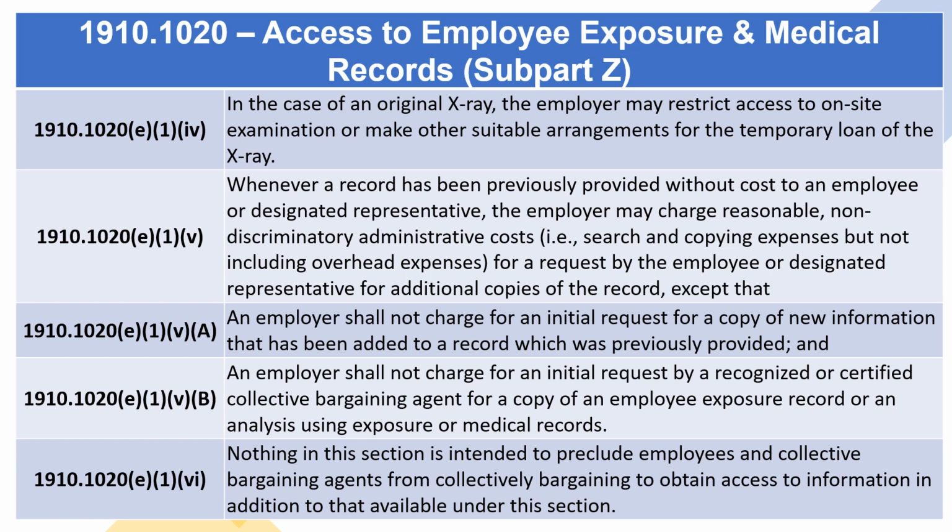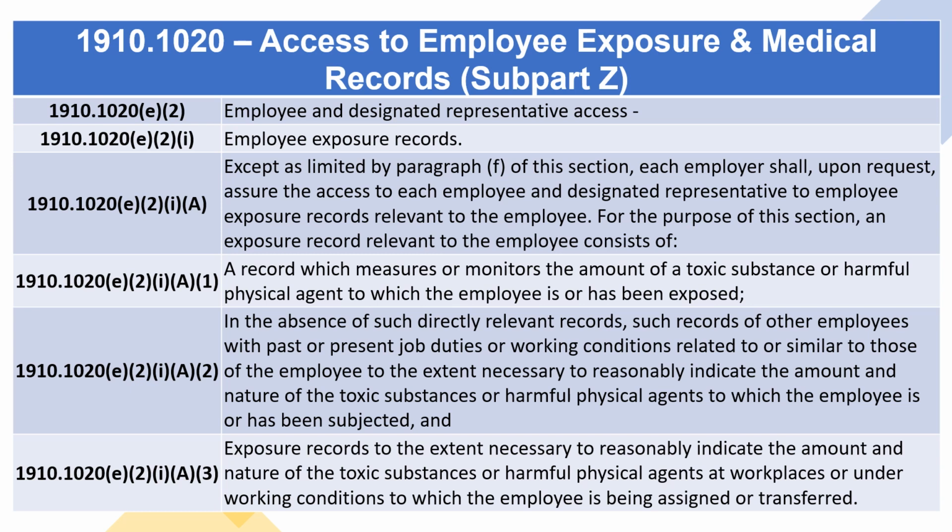1910.1020(e)(1)(vi) Nothing in this section is intended to preclude employees and collective bargaining agents from collectively bargaining to obtain access to information in addition to that available under this section. 1910.1020(e)(2) Employee and designated representative access. 1910.1020(e)(2)(i) Employee exposure records.